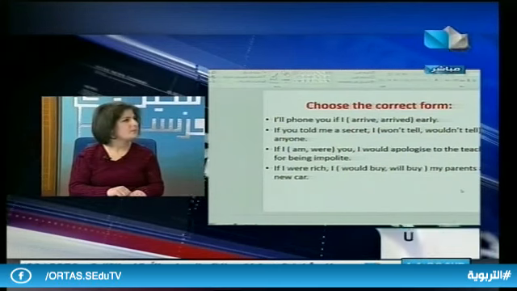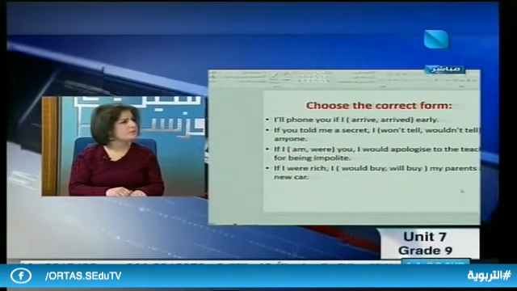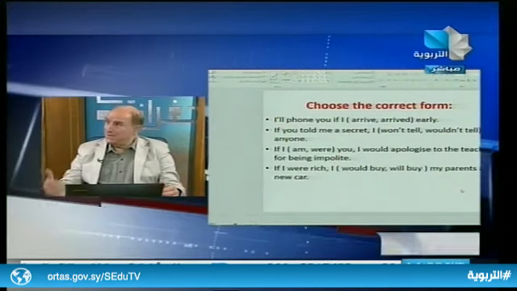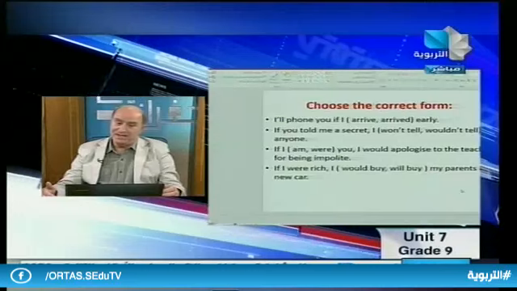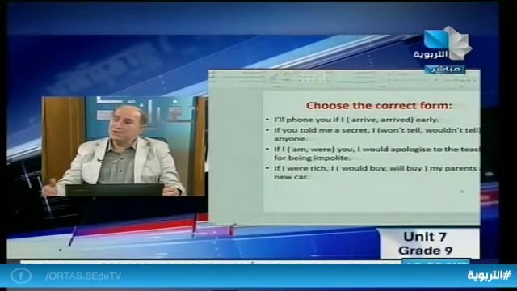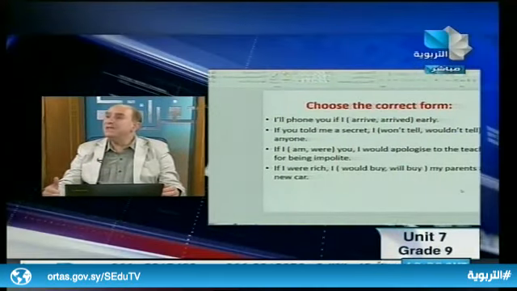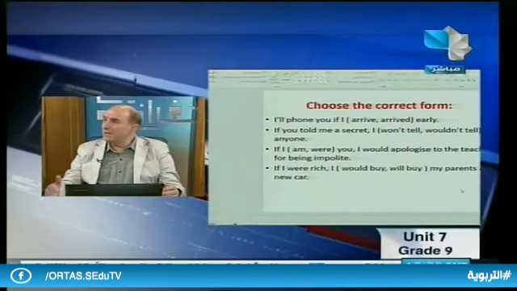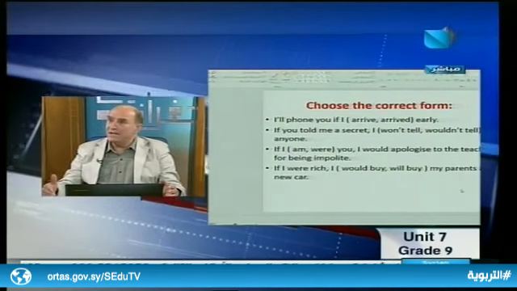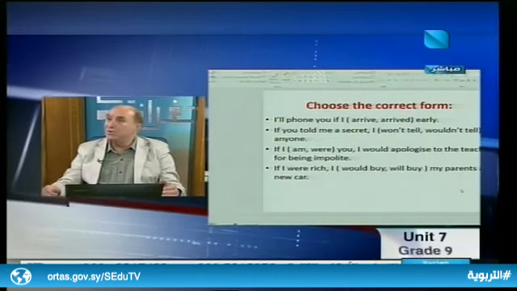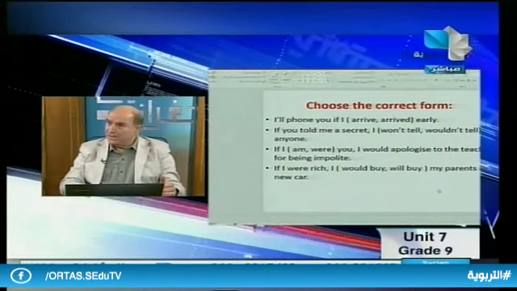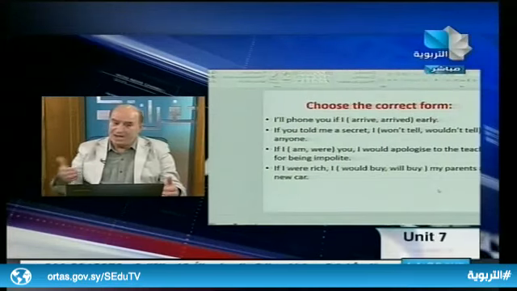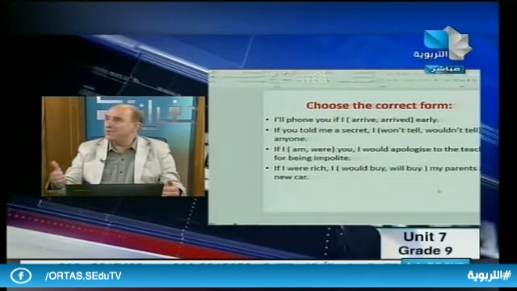Very nice. And also here, I'd like to draw our students' attention to the fact that in the past, when we were students, at school, we used only were with if I. We said, if I were. This was the only solution, the only thing that we must use in conditional sentences. But now, it is very important to tell our students that they can use was. If I was rich or if I were rich.